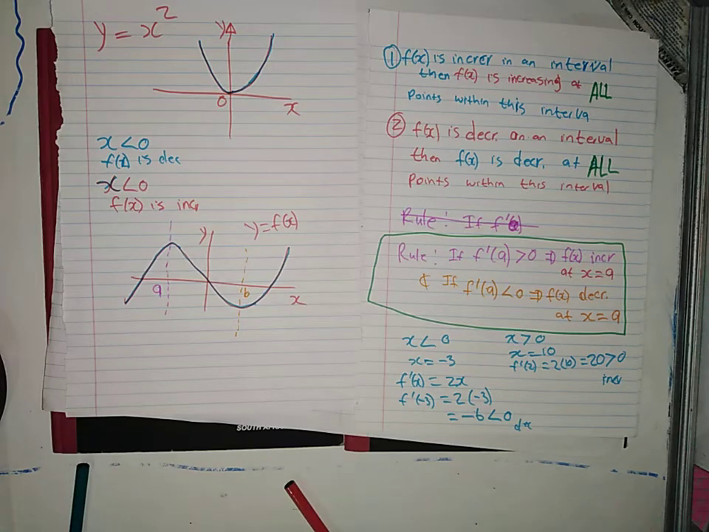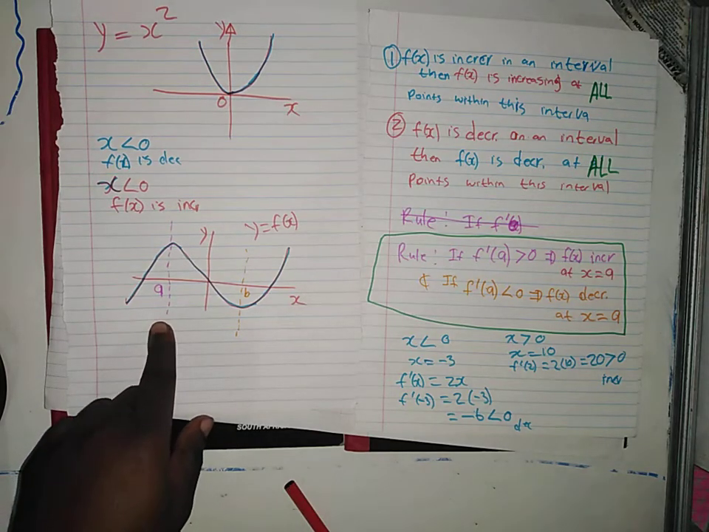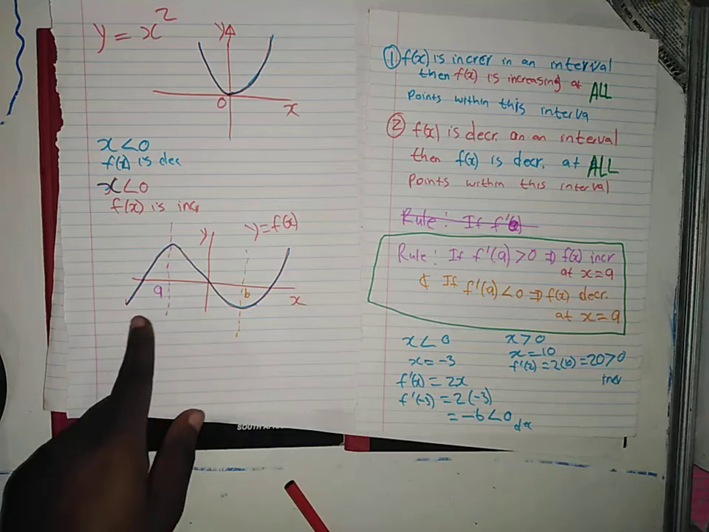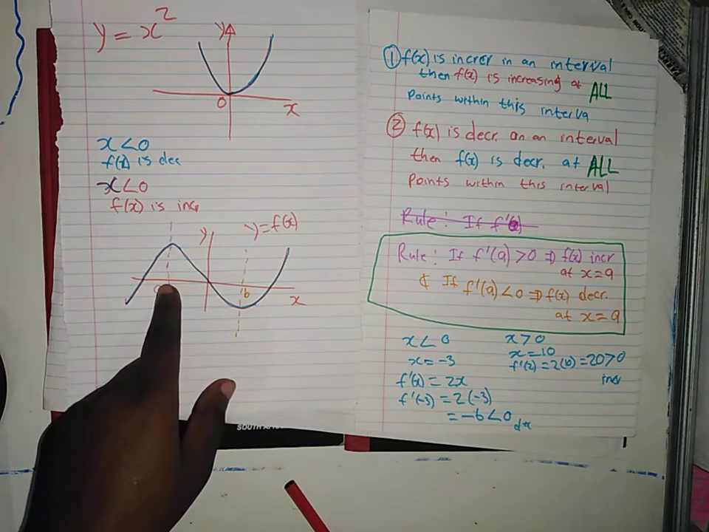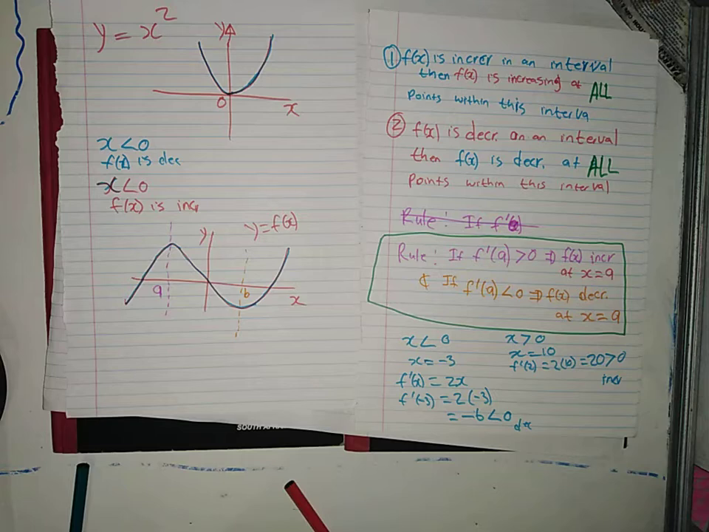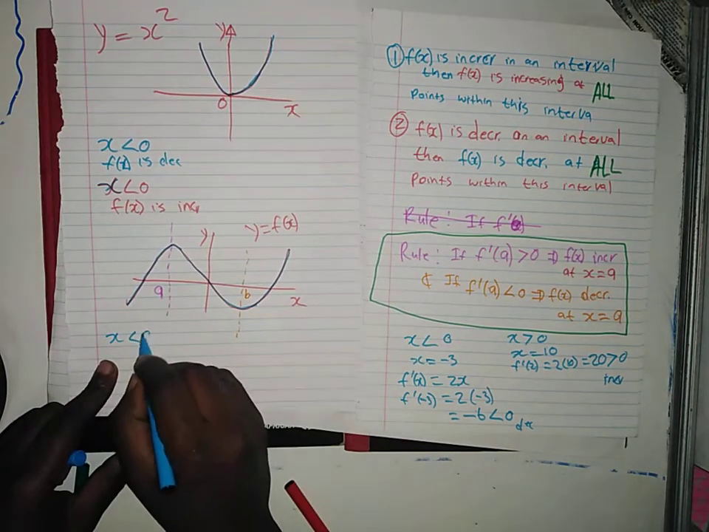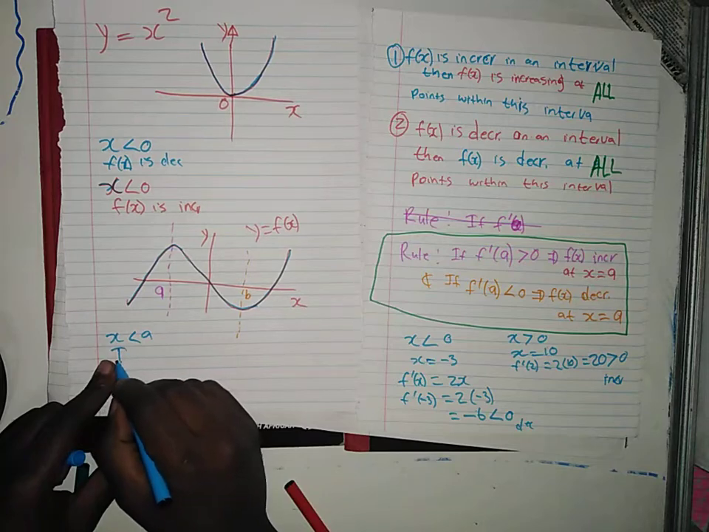Now, I want you to look at this one carefully. Okay, so this is increasing from negative infinity to a. And how to explain that? So at x less than a, it is increasing.